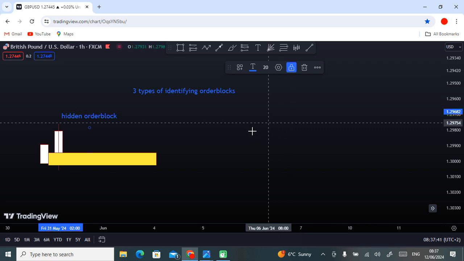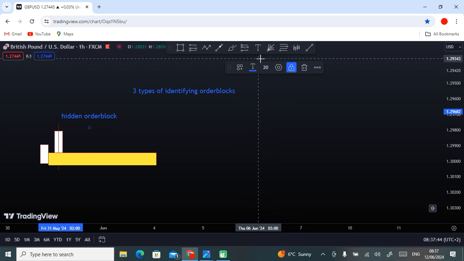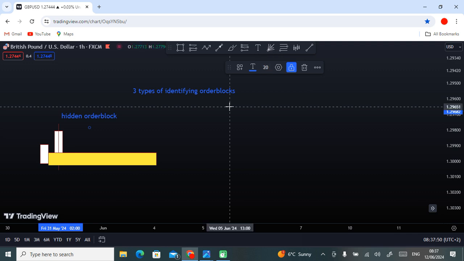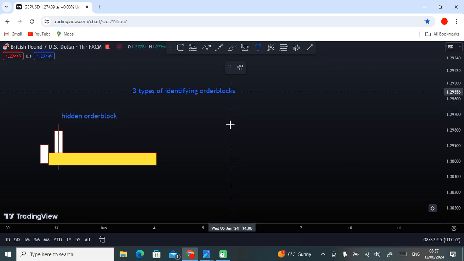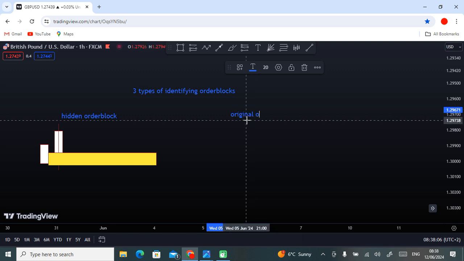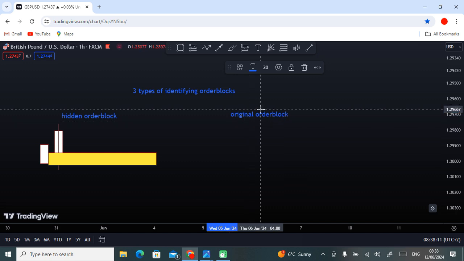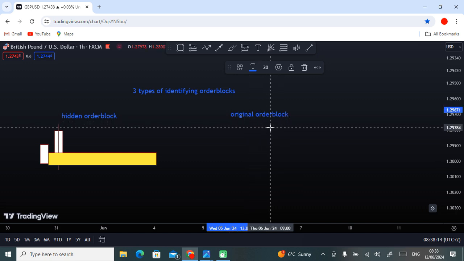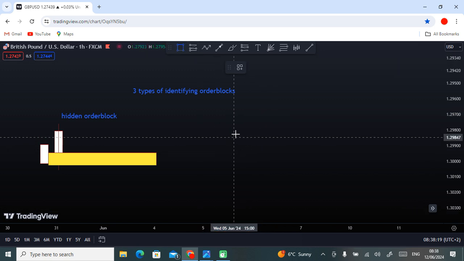Then we have what we call an original order block. I call it an original order block because that is the one you will see the most. Let me write it. Original order block. That's the one that most forex mentors tell you about. This is the one that we'll be talking about.